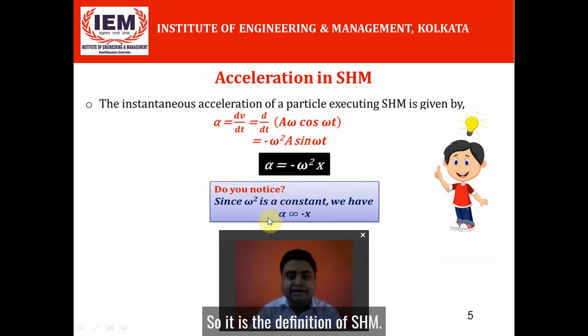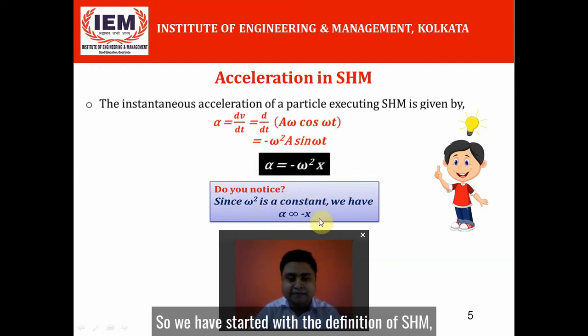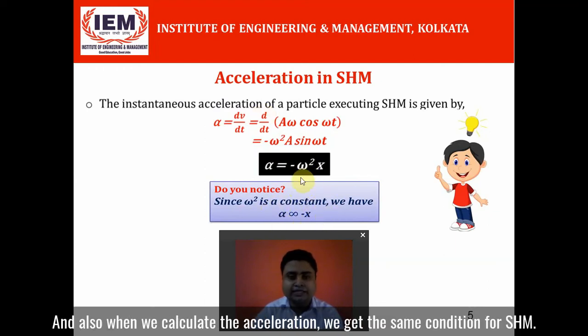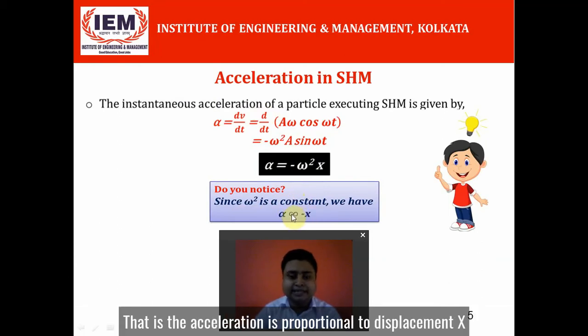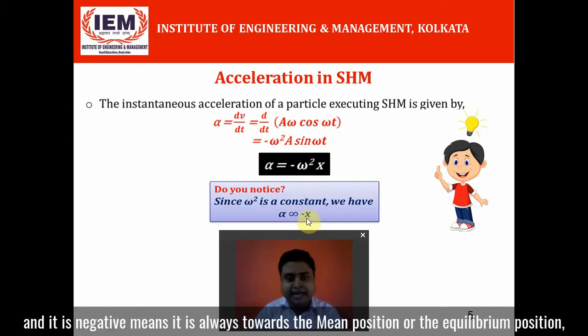So it is the definition of SHM. We started with the definition of SHM, and also when we calculate the acceleration we get the same condition for SHM. That is, the acceleration is proportional to displacement x and it is negative, meaning it is always towards the mean position, the equilibrium position.